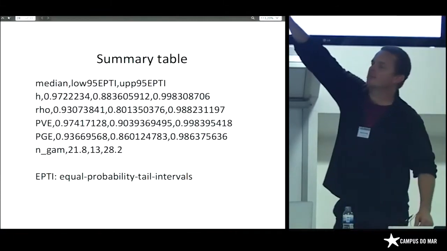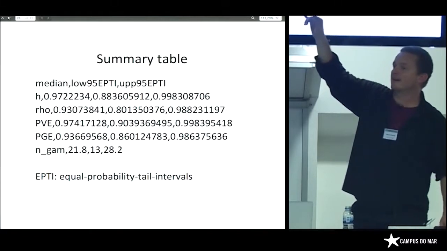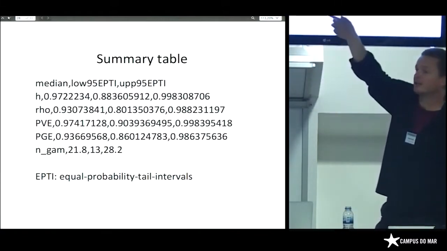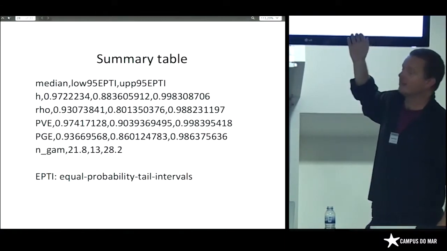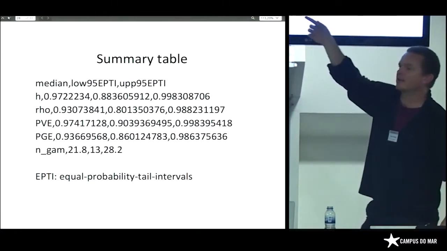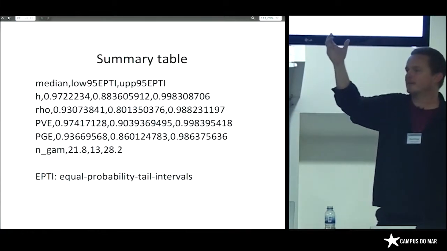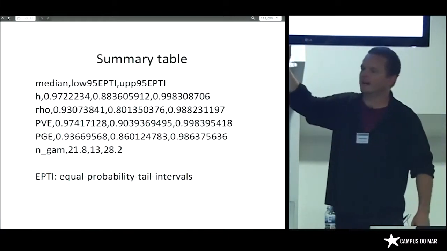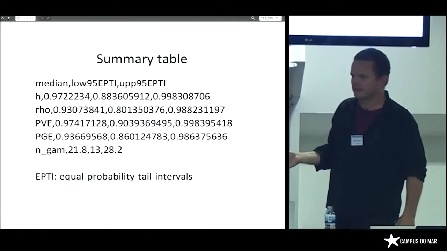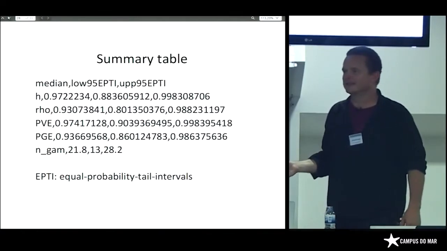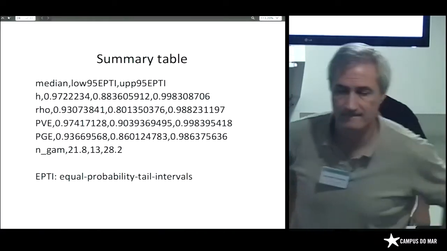So PVE is the proportion of variance explained, but that's the proportion of variance that's explained by that red population and the black population together. Then PGE is the proportion that's explained just by the black population, so just the SNPs of large effect without the SNPs that are unrelated to the phenotype. You don't look happy. Can you repeat like the last thing?